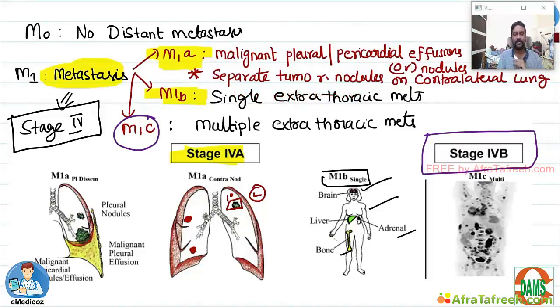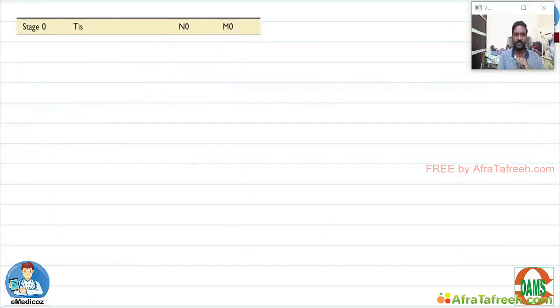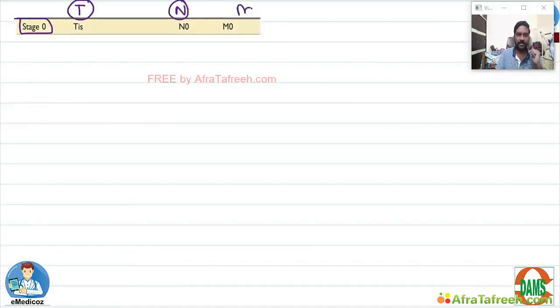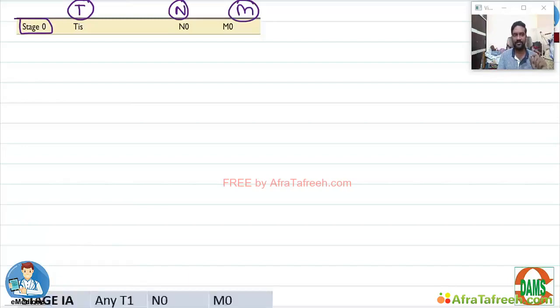Stage 4. Now let us see the staging in detail. We have stage 0. So this is in accordance to tumor, node and M. Stage 0 means there is no nodal involvement, there is no metastasis. See, up to stage 4, there will be M0 only. Only in stage 4, there is presence of metastasis. So here T is tumor in situ, either adenocarcinoma in situ or squamous cell carcinoma in situ. No nodal status, no metastatic lesions, it is stage 0.